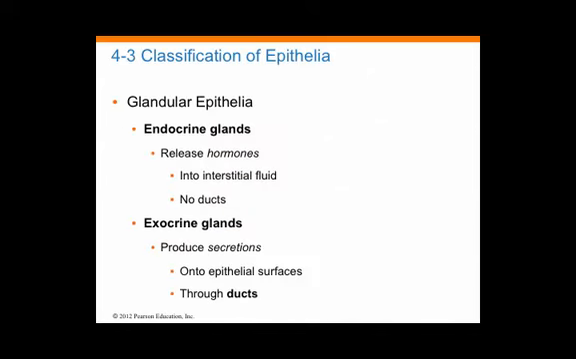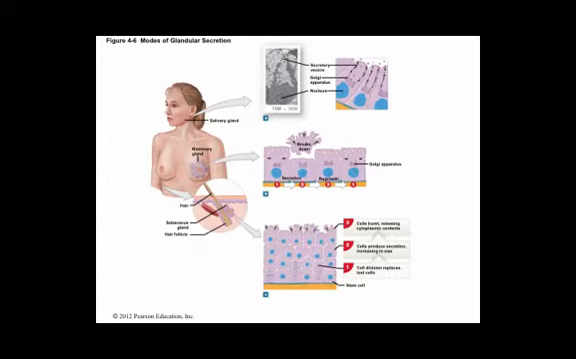Glands are epithelia that secrete substances. Endocrine glands release hormones into the interstitial fluid without the use of ducts. We'll talk about the endocrine system in Chapter 18. Exocrine glands produce secretions onto the epithelial surfaces through ducts. Exocrine glands have 3 modes of secretion: merocrine glands, apocrine glands, and holocrine glands.